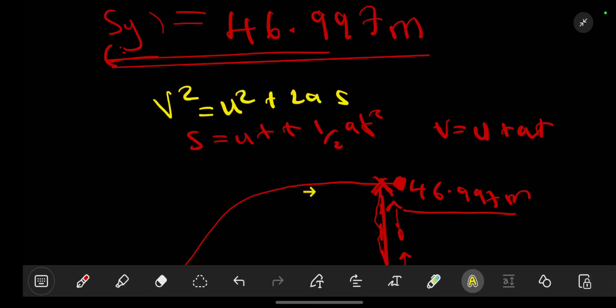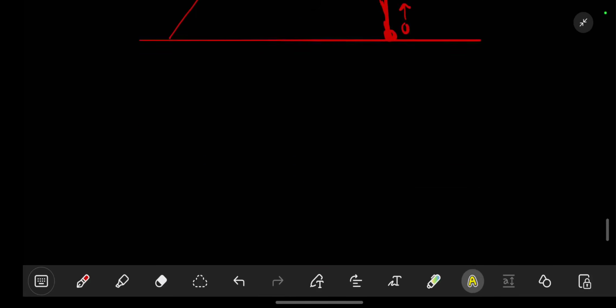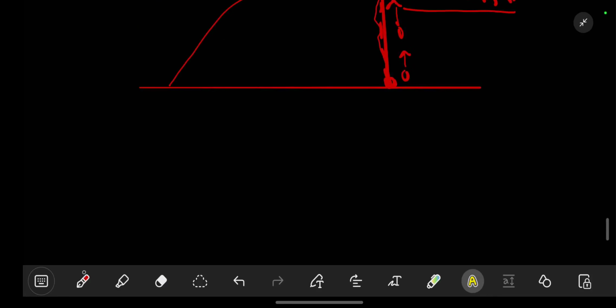We know the time for the arrow, but we don't know the time for the mango. So we can use this to find the minimum, because at the maximum height the velocity is equal to 0. With that said, we are going to use v squared is equal to u squared plus 2as. Then our final v is equal to 0.